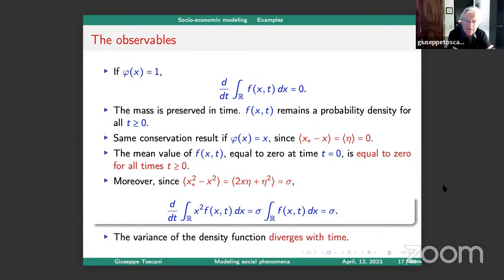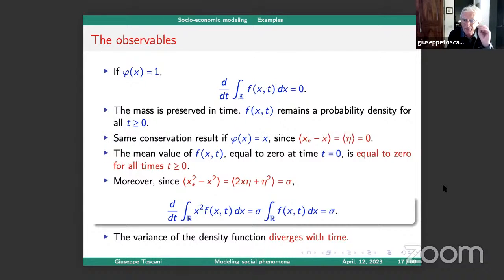Luckily, if I take the variance and evaluate x star squared minus x squared, the computation is simple: this is equal to sigma. What this means is that the variation of the second moment is equal to sigma times the integral of f, which is the mass and is equal to 1 for all time, and so I get sigma. But if the variation of this quantity is constant, then when time goes to infinity, the variance diverges with time. This is a diffusion process, so it's natural that the variance diffuses with time.